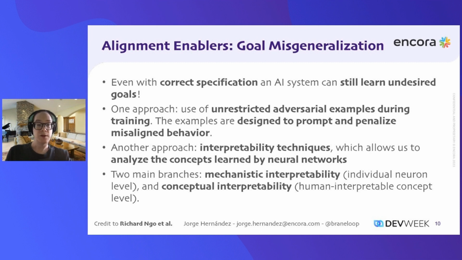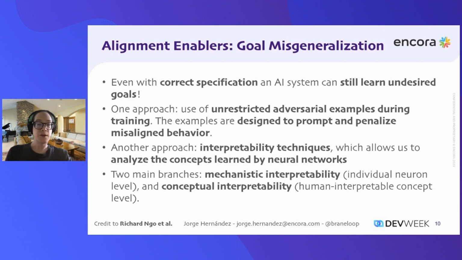One approach is to use what are called adversarial examples during training. You can think of it as the way GANs sort of work. The examples are designed to prompt and penalize misaligned behavior. So basically, you tempt the system to do bad things, and then you say, hey, no, that bad thing you just thought up, you shouldn't do that.